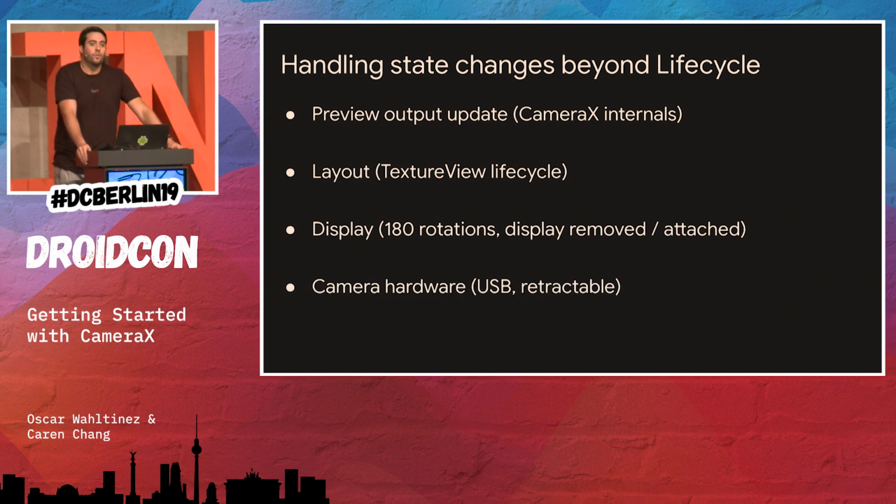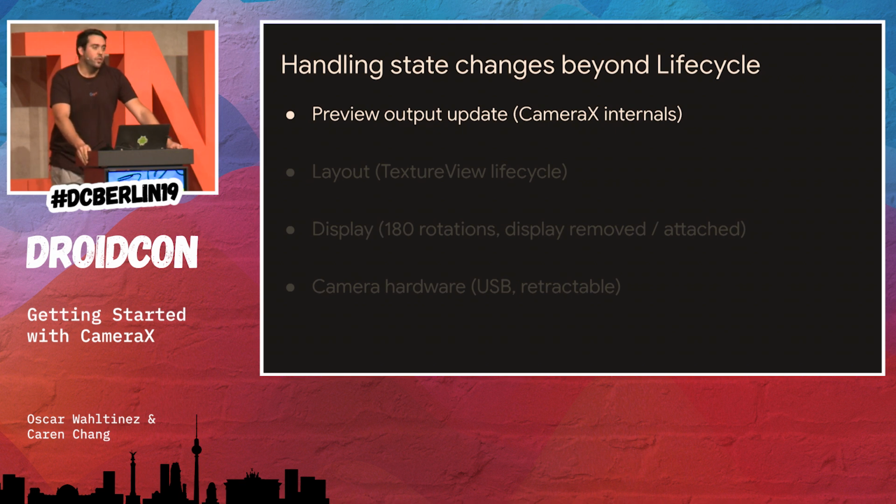We also have to look for camera hardware changes. Keep in mind that starting in Android P, I believe, we support USB cameras. There's nothing stopping a user from just unplugging the camera while your app is running. Why would somebody do that? I don't know, but it could happen. We also have retractable cameras now. So some of the new phones have cameras that go on the back, and you can flip it back and down. It could happen while your app is running. You have to be ready for that.